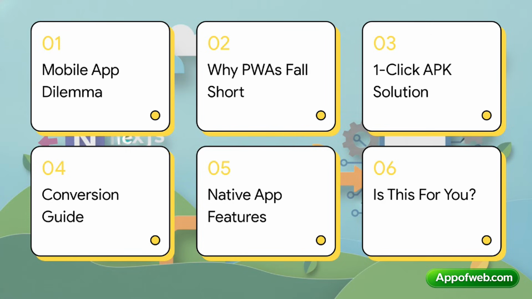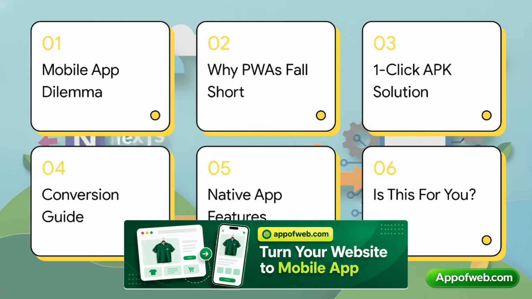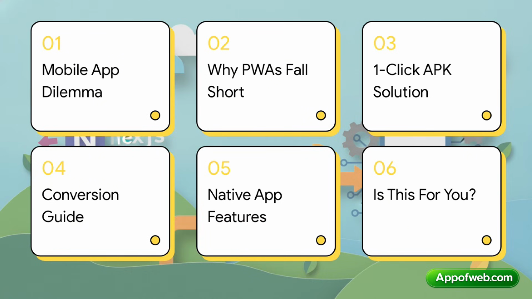Okay, let's dive into this. Here is our logical roadmap for turning that dread into a shipped product today. 1. The mobile app dilemma. 2. Why PWAs fall short. 3. The one-click APK solution. 4. A step-by-step conversion guide. 5. Essential native app features. And finally, 6. Is this for you?